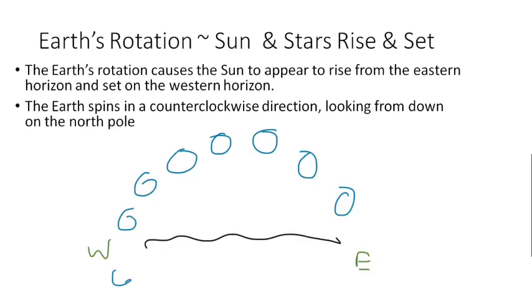Now, I'm sure you probably know that this is actually due to the Earth spinning on its axis of rotation. So we have, I don't know how to draw this, but we have the Earth spinning counterclockwise on its axis. And so the sun stays in the same place, but it's our rotation that makes it appear to rise and set. And as it turns out, the stars do the same thing.